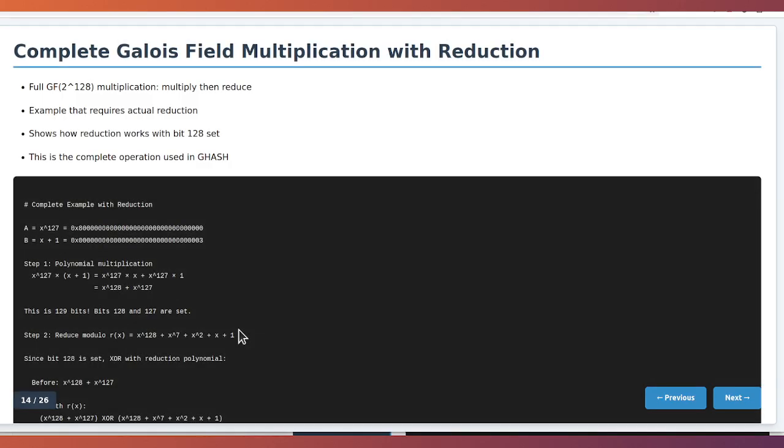Complete Galois field multiplication with reduction. Now let's see a complete example that actually requires reduction.